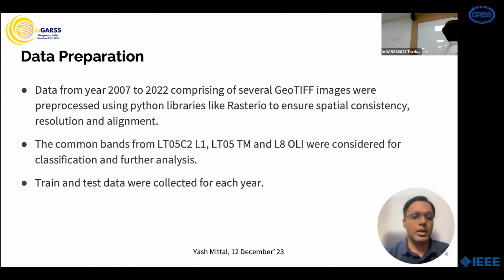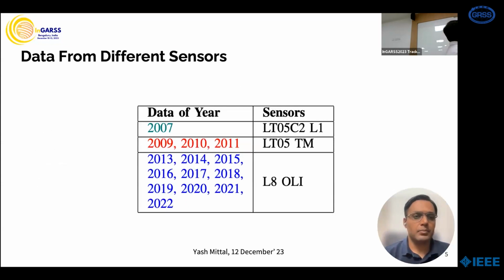We have taken data from 2007 to 2022, and the geospatial images were pre-processed using Python libraries like Rasterio, with spatial consistency and resolution alignment. The common bands from LT05 L1, LT05 TM, and LC08 OLI were considered for classification and analysis. Basically, we considered 5 common bands from each of these 3 different sensors for all our studies. Training and test data were collected for each year. As you can see in this slide, data from 3 different sensors are collected. For 2007, data comes from this sensor. For the next 3 years, the data comes from a different sensor, and all other years of data come from OLI.